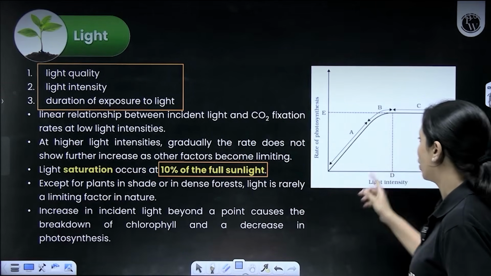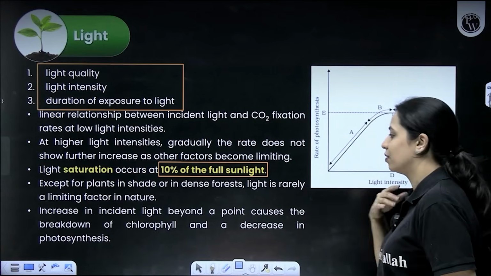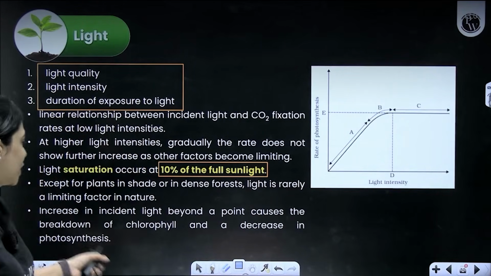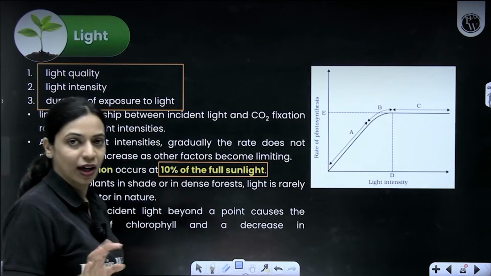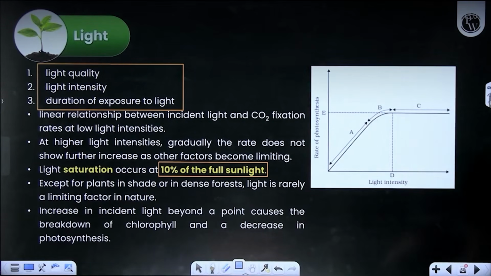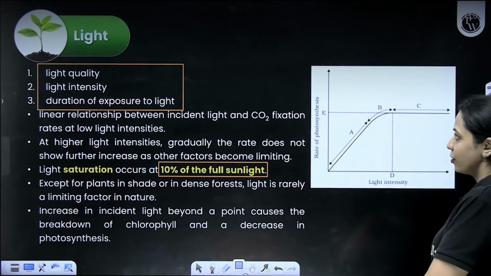And yeah, beyond a point, if you keep increasing the light intensity and the duration of light also, if it's too long, then chlorophyll will start getting broken down. Other pigments also will start getting damaged. Okay. Eventually, it will cause a decrease in photosynthesis.